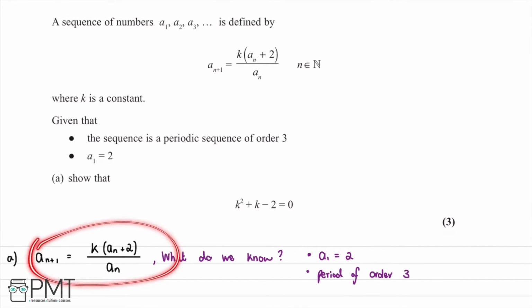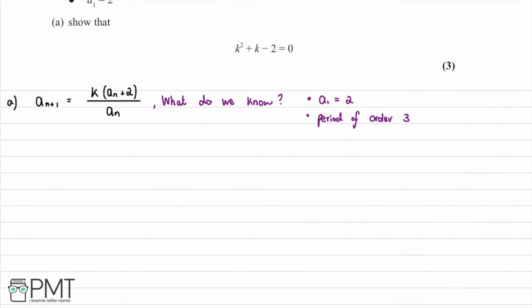So I've just copied our equation down here. And what do we know? We know that a1 is equal to 2. So we first need to have a think, what is a1? We know that this is going to be the first or the initial term. And we're told that it has a period of order 3. So this means that after every 3 numbers in the sequence, it's going to go back and repeat. So this is going to be key to helping us.